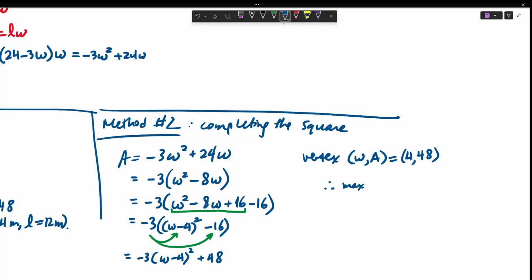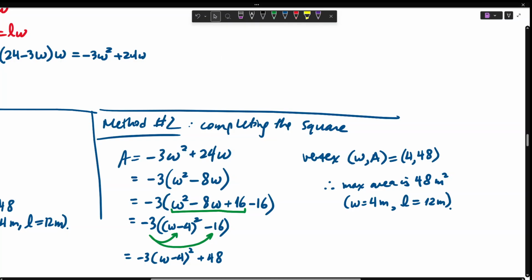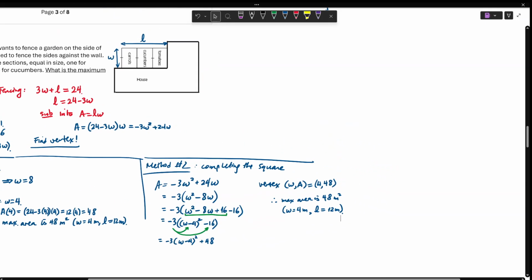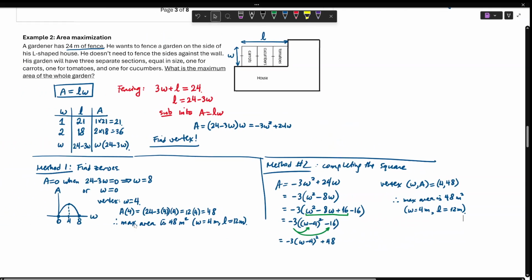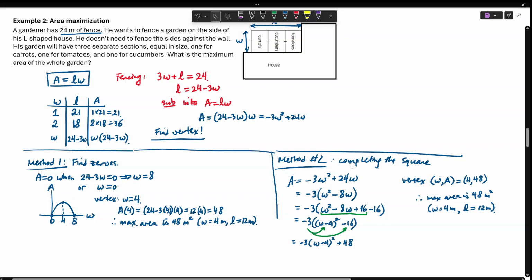So the maximum area is going to be 48 meters squared, and that's when the width is equal to 4 meters. When the width is 4 meters, you can calculate that the length is going to be 12 meters like before. So that is this problem. Two methods of doing exactly the same thing to find the vertex.